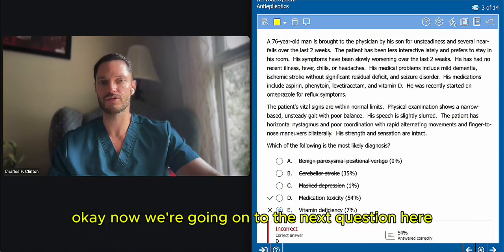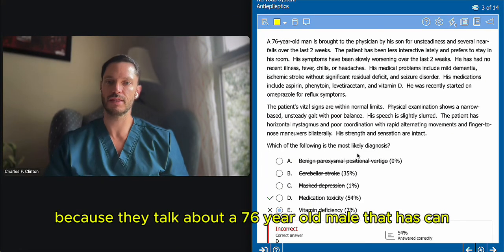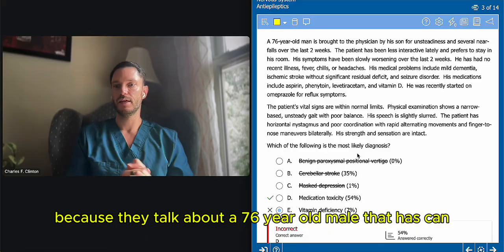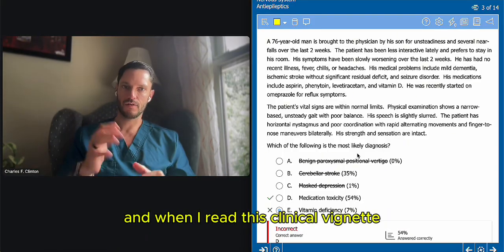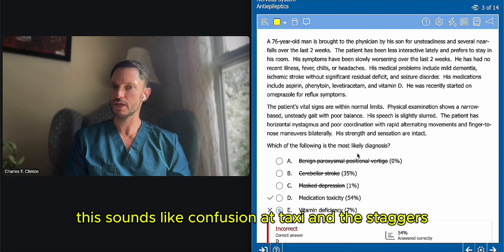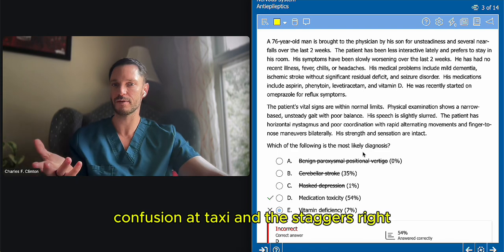Okay, now we're going on to the next question here. This is interesting because they tell us about a 76-year-old male that has CAN, right? What's CAN? The mnemonic is confusion, ataxia, and nystagmus. When I read this clinical vignette, I'm like, this sounds like confusion, ataxia, and nystagmus. So I go to the options and I'm like, okay, where's the option for the mnemonic confusion, ataxia, and nystagmus, right?